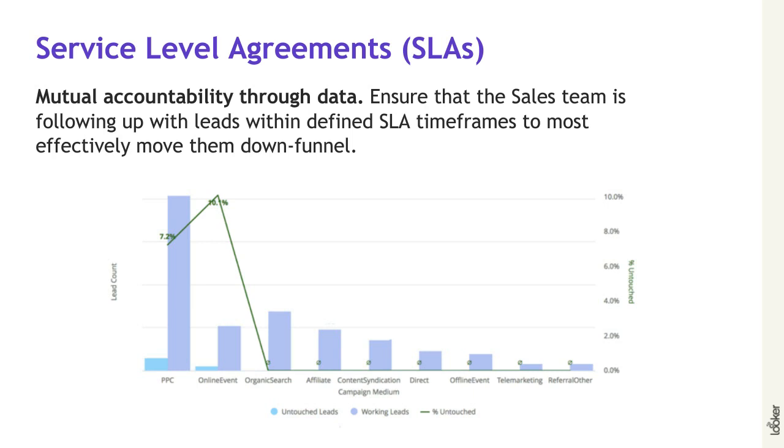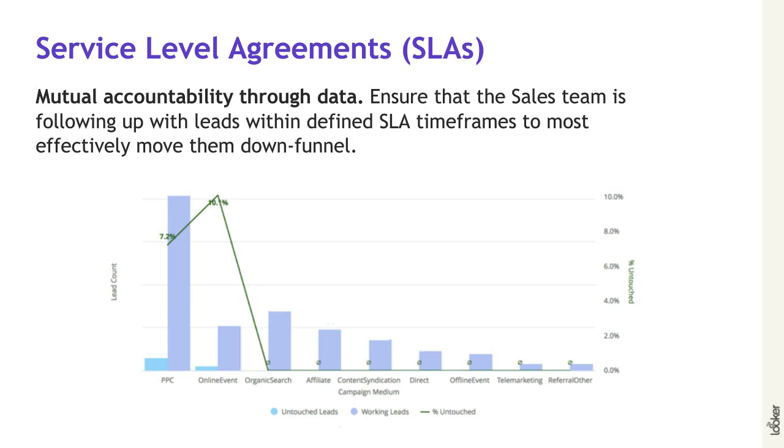And the green line that's overlaid shows the percent of leads that fall into the untouched category. So of the total leads that have been handed off to SDRs, the green line shows what percent of those leads are still untouched. The x-axis is showing the channel by which the leads were generated. And so we can see, looking at the far left column here, that the pay-per-click leads, the PPC leads, about 7.2% of those leads that have been delivered to the sales team remain untouched.